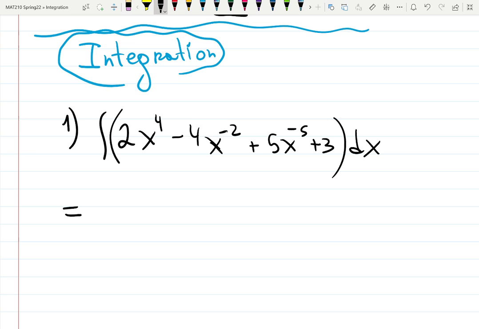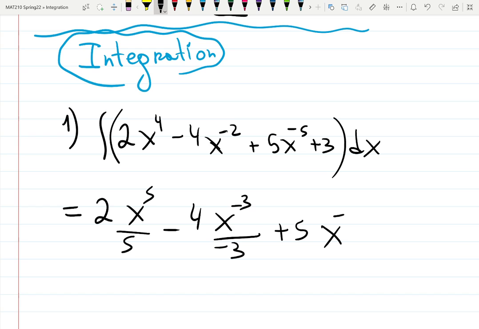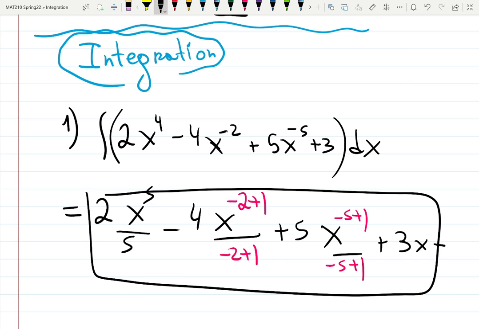Alright, good. Let's see. Very quick. 2x to the 5 over 5 minus 4x to the minus 1 or minus 3. Subtract 1. Minus 2 minus 1 gives you minus 3. Plus 5, x to the minus 6 or minus 4. Subtract 1, minus 6. Which one? Positive 4. Negative 1, positive 4. Oh, we're adding 1. Good job. See? I'm making mistakes today. Definitely keep an eye on this. Getting too distracted with my news. Minus 2 plus 1. Good job. Minus 5 plus 1. Plus 3x. Good job. Plus what? C.